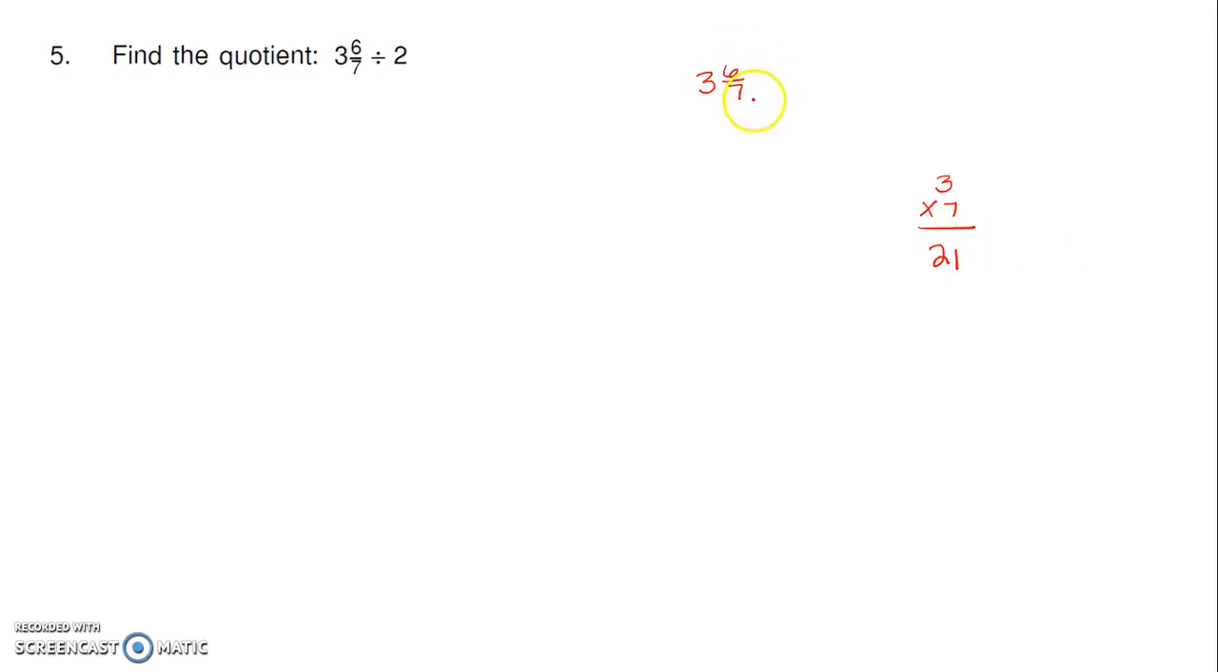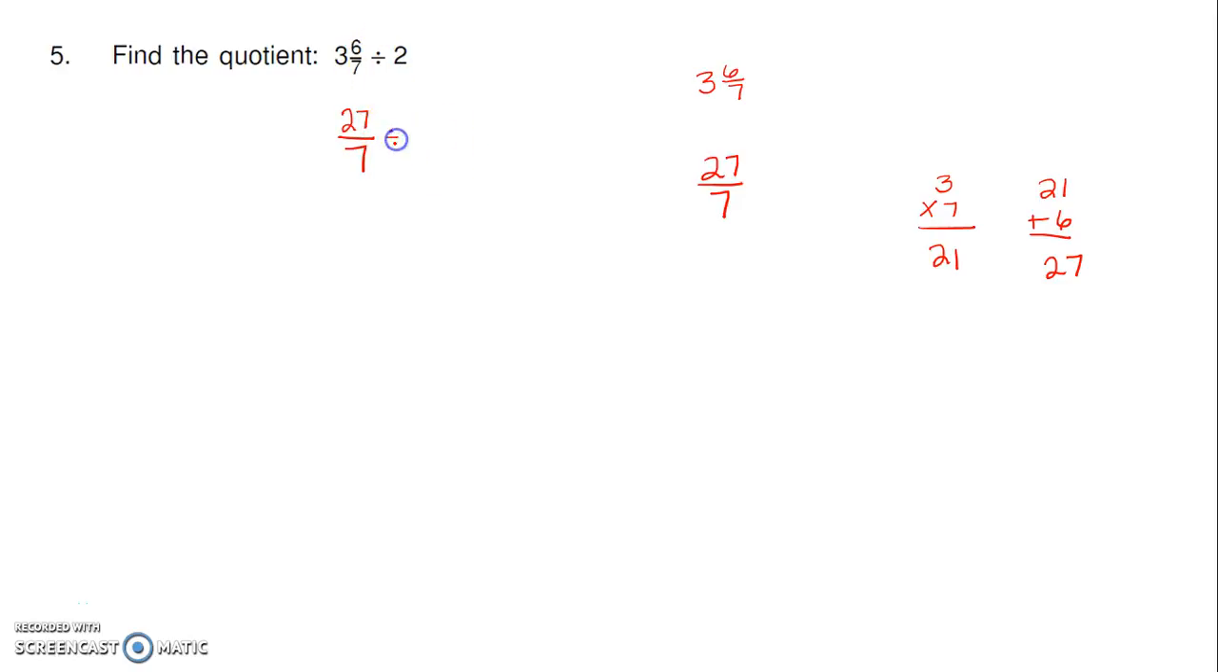And then you have 6 more sevenths to worry about. So then you do 21 plus 6, which is 27. So 3 whole circles represents 21 sevenths, we have 6 more sevenths, and 21 plus 6 is 27 sevenths. So your teacher probably has you do 7 times 3 is 21, plus 6 more is 27. So instead of 3 6/7, we're going to write that as 27 sevenths.